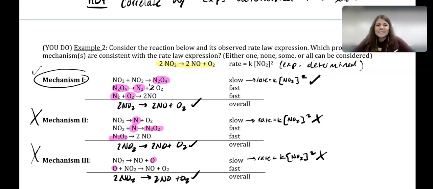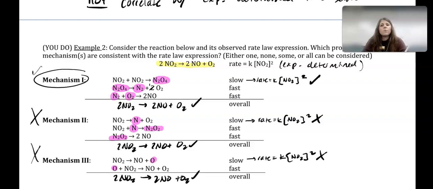All right, so looking at this example that you just did, okay, here, what was nice about all three mechanisms, after taking the sum of every single step, I did get the overall balanced equation to match the original. So that's good. The issue is when I took the slow step, the rate determining step, only one matched up to the experimentally determined one, which was mechanism 1. Mechanism 2 and mechanism 3 showed that NO2 was first order when it was already proved that NO2 was second order. So mechanism 2 and mechanism 3 did not make the cut as the correct mechanism.